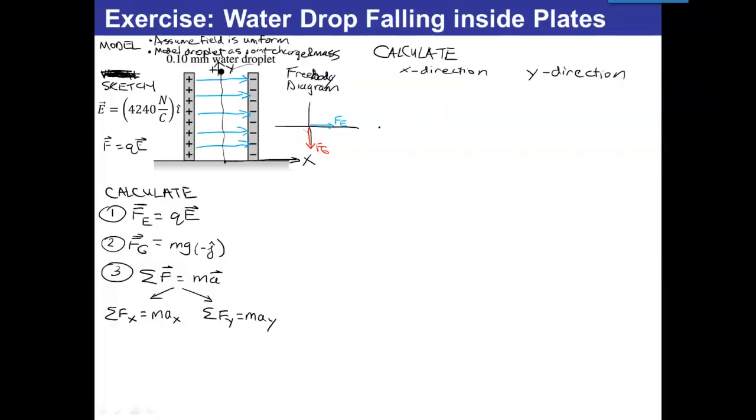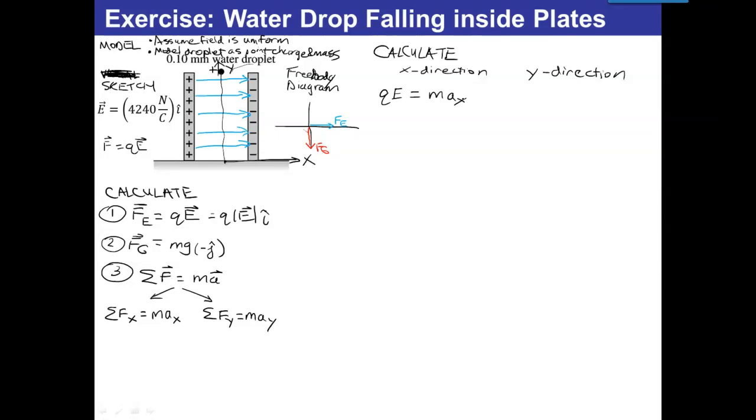All right, what is the force acting in the X direction? Well, it's just the electric force. In that case, if you like, we can write it this way: Q, the magnitude of E, times i hat. That's another way to look at this. So essentially we're going to get QE, that's going to be the force in the X direction, and that's going to be equal to the mass times the acceleration in the X direction. That's the only force acting in the X direction, so that's the only one we have to worry about.